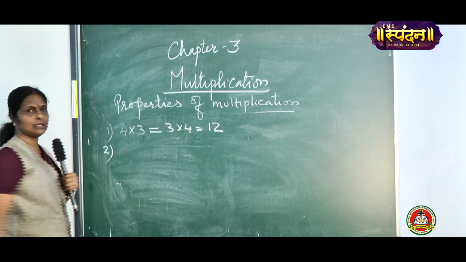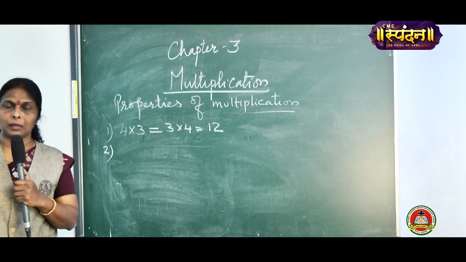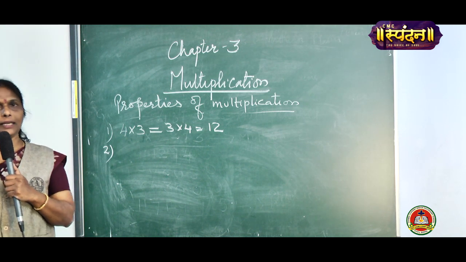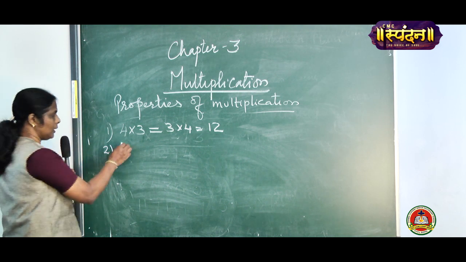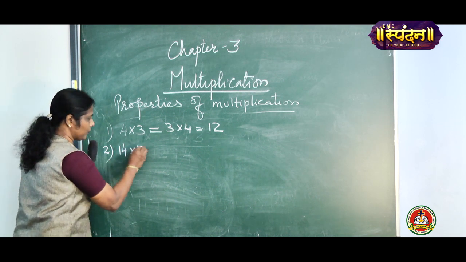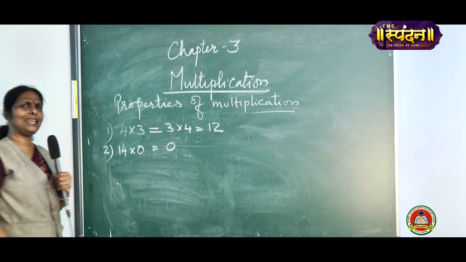The second property is that any number multiplied by 0 will be 0. The product will be 0. That is 14 into 0 will be 0. Multiply any number by 0.